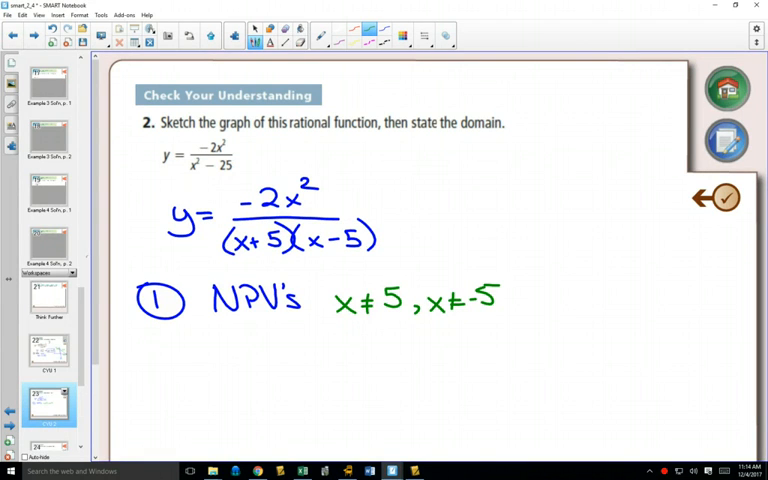Nothing simplified. When nothing simplifies, your non-permissible values will always be vertical asymptotes. One of them will be at x equals 5, the other vertical asymptote at x equals negative 5.